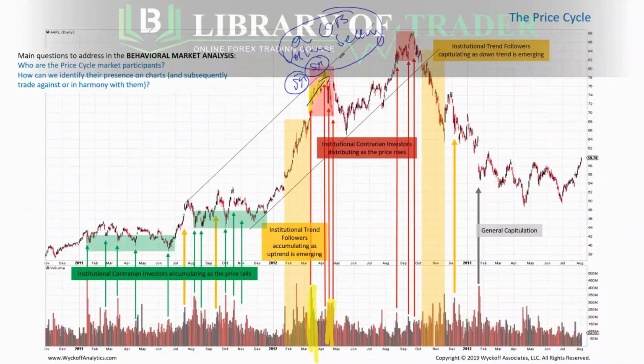We cannot argue with the efficiency of what they do. We can only understand how they think, how they behave, how we could see this on the chart, and what it means for us in terms of the trades that we do.